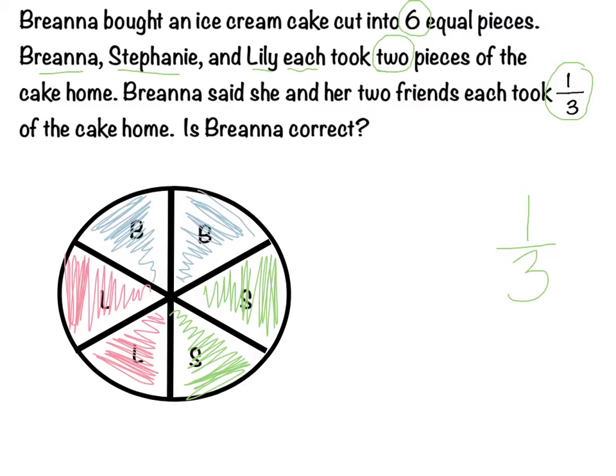So now I can see that my model is showing me 1/3, but originally each of the girls had 2/6 of the cake. Well, they still do, but now I'm just showing that 1/3 is an equivalent fraction for 2/6. So these are equivalent fractions. 1/3 is just a simplified fraction for 2/6. So Brianna was correct. Each girl did get 1/3 of the cake. So yes, she was right.